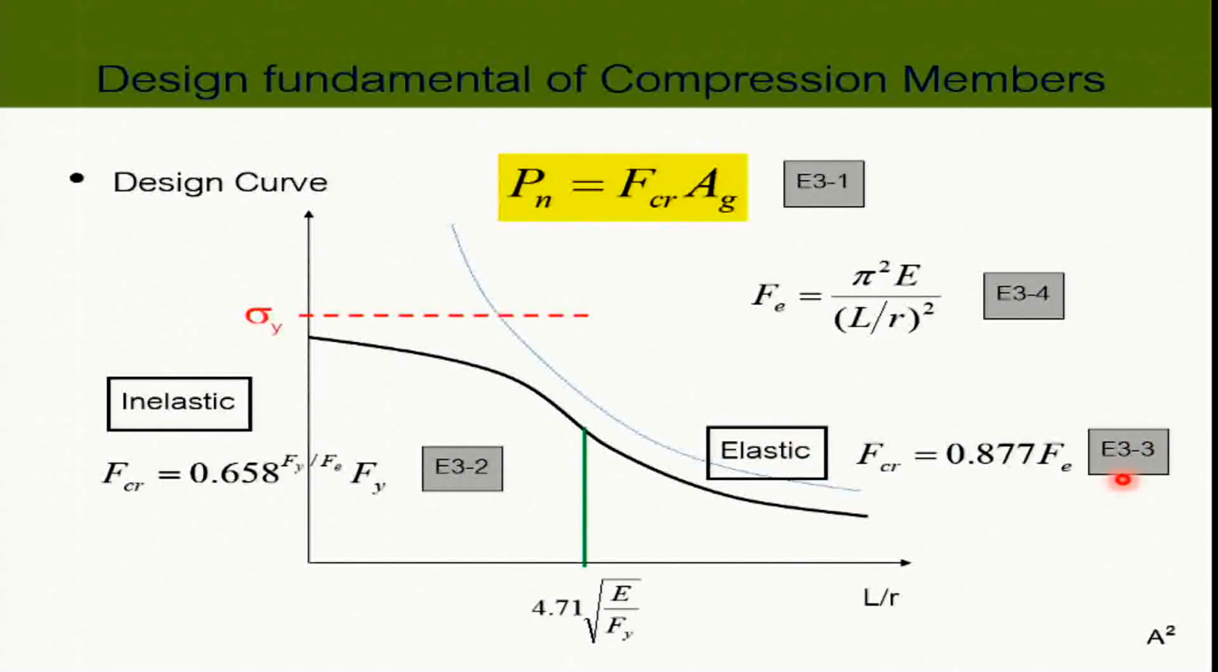Now, how can we choose between the two? We choose based on the slenderness ratio here. If you have the slenderness ratio of the column less than this value, it means that your column will have the inelastic behavior, and therefore the critical buckling stress can be approximated by using this formula. If your column is so slender that it is beyond this limit, it is going to have the elastic behavior, and the critical buckling stress can be approximated by using this formula.